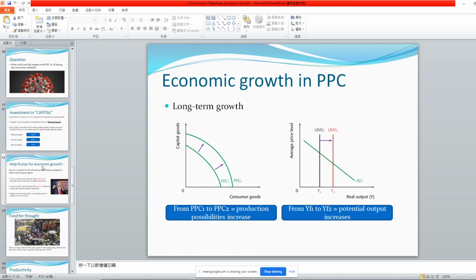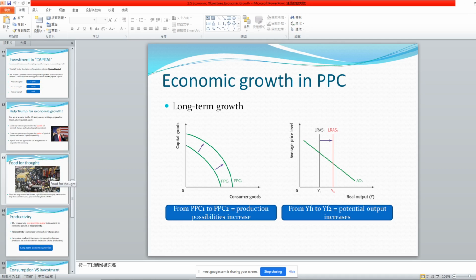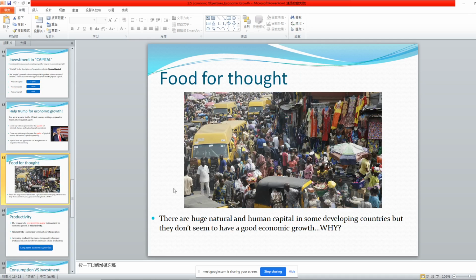So let's finish up this chapter, because it's such a short chapter. At the end of the last lesson, we did a very quick discussion about this. In some countries, like developing countries, they do have a lot of natural or human capital, but in the end, they don't really have good economic growth. And you guys gave me some very good points.